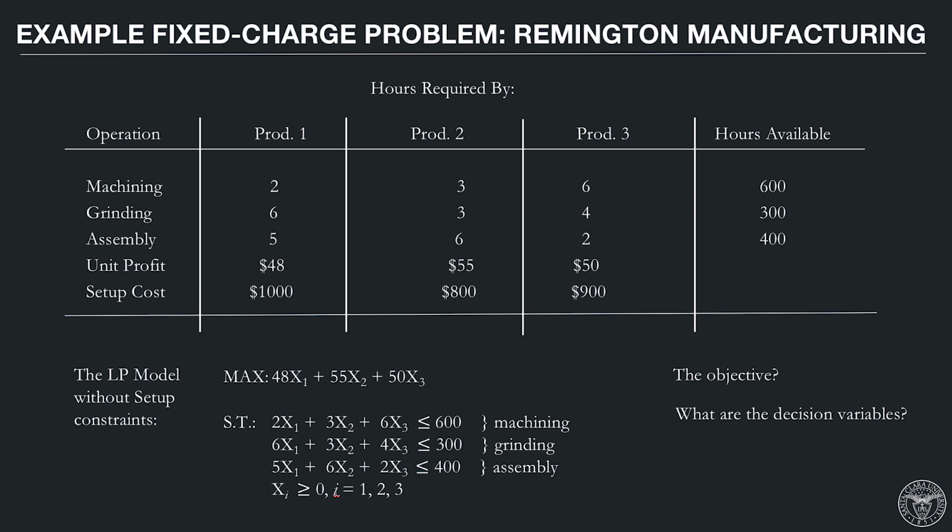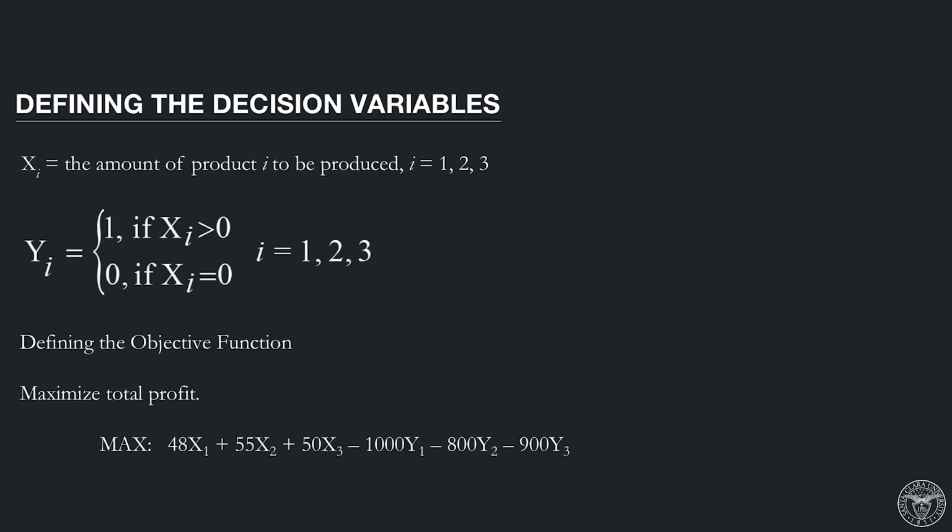But now, suppose we have the setup cost. We must set up the machine before we can produce a specific type of product. So what will be the new objective function? What are the new decision variables? As we know, we already have the decision variables xi equal to the amount of the product i to be produced.